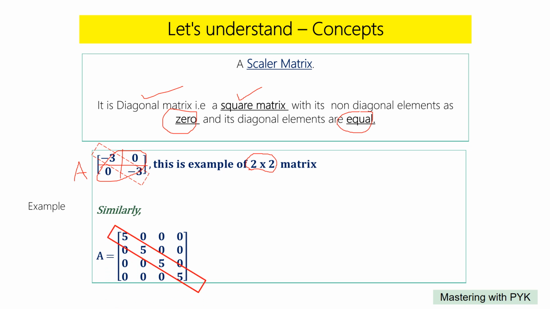Similarly, in the example below, matrix A is 4 cross 4, so it has 4 columns and 4 rows. So it is an example of a 4 cross 4 matrix, which is a square matrix. The non-diagonal elements are 0 and the diagonal elements are 5 each.